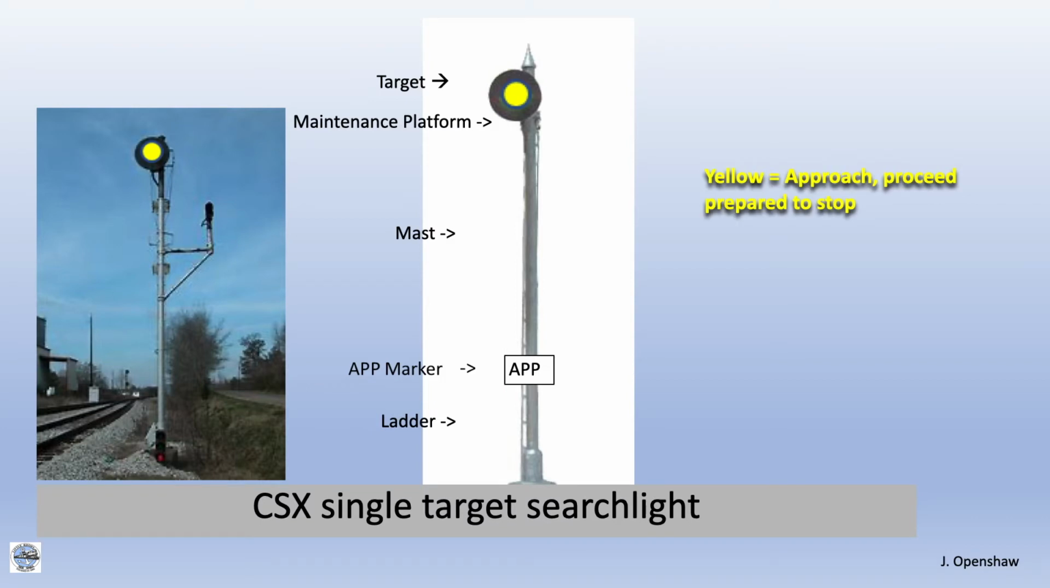Here's a yellow. Now you get a yellow because there's a switch down there or another train ahead of him. And this is an approach, prepared to stop at the next signal. Okay, next one, Dave.